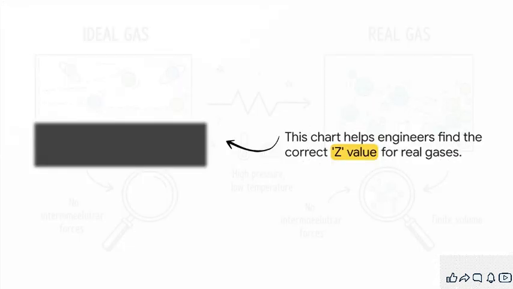So how do engineers find the right z value? Well, they don't just guess. They use these incredibly useful charts, like this one. By looking at a gas's pressure and temperature, they can find the precise z value they need to make their calculations dead-on accurate.